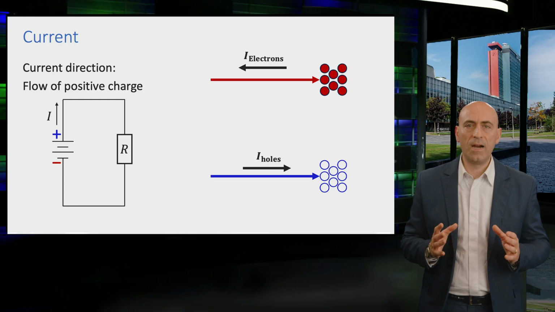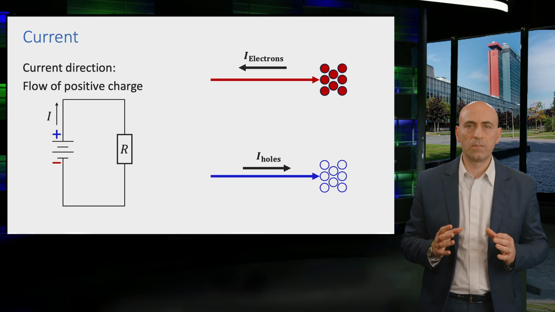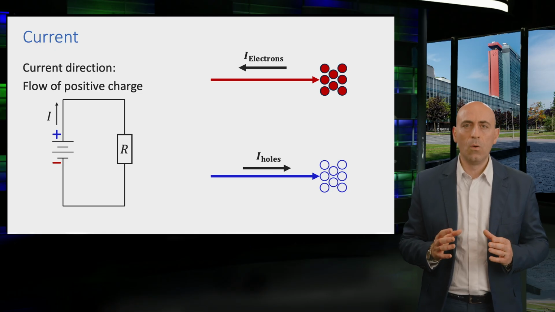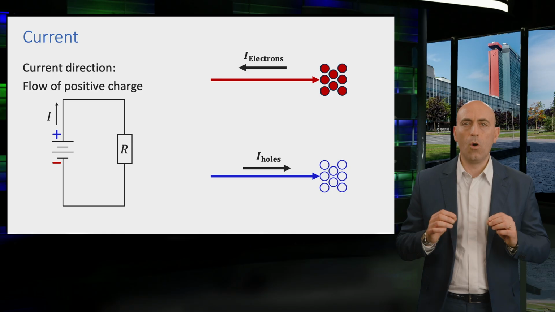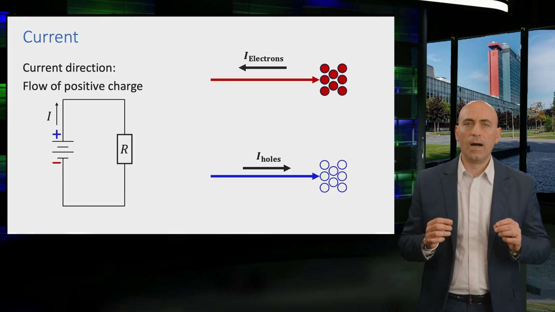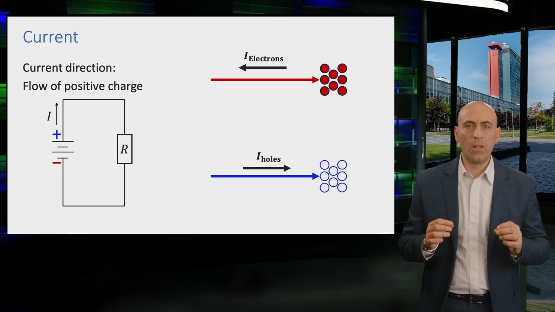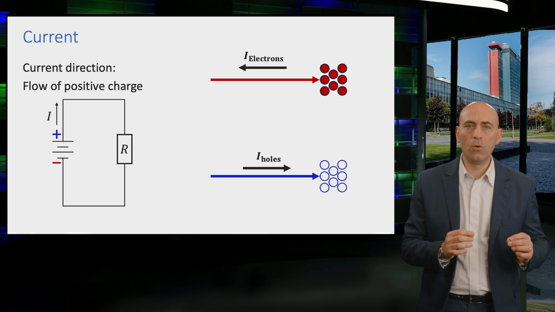So just keep in mind that when we have I or J with a subscript such as electron or hole, we do not mean the flow of that particular charge carrier. We always mean the flow of positive charge due to the movement of those carriers. I will always be opposite the movement of electrons and will go in the same direction as the flow of holes.